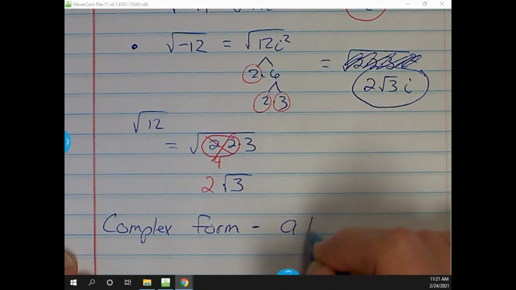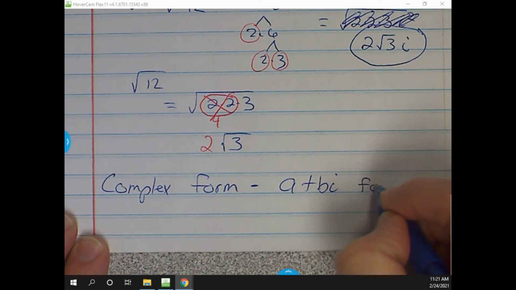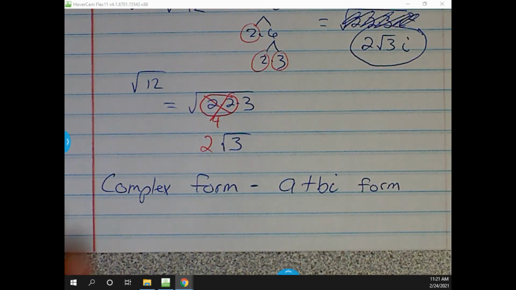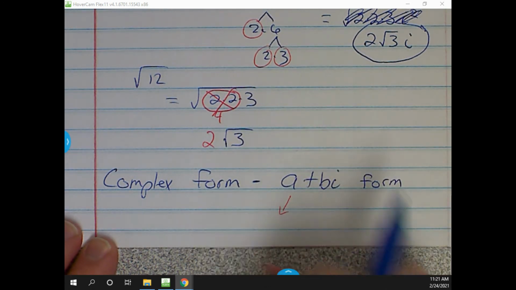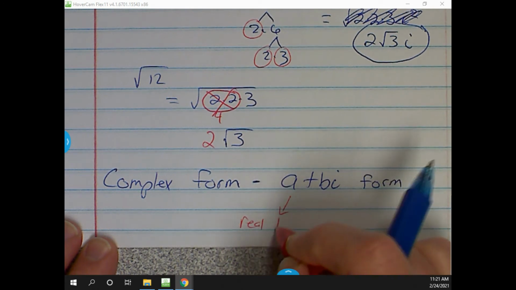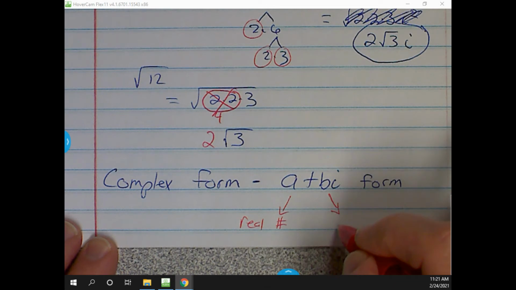And that is a plus bi form. That, when they talk about putting something in complex form, is basically this part. Anything that's got a real number, that part would go first. If it's got the i part of it, which is the imaginary part, that number is going to go second.